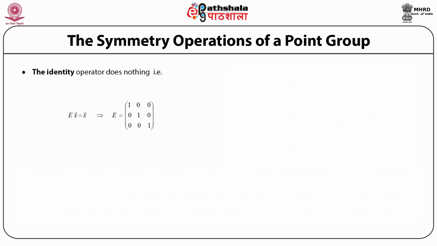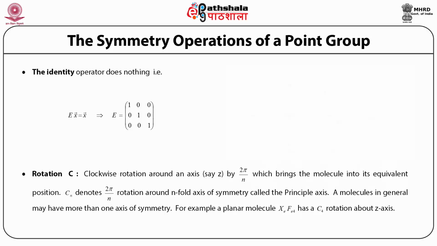The second symmetry operation of a point group is the rotation C. The rotation C is defined as clockwise rotation around an axis, any axis, let us say the z axis, by an amount which is equal to 2 pi by n. So this rotation brings the molecule back into its equivalent position. In this, Cn denotes 2 pi by n rotations around the n-fold axis of symmetry. This n-fold axis of symmetry is called the principal axis.